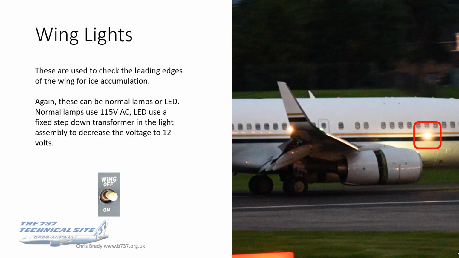Okay, back onto present-day aircraft. Well, almost. This is an NG. Wing lights are used to check the leading edges of the wing for ice accumulation. That's the main use, and again these can be normal lights or LEDs these days. Normal lights use 115 volts AC. LEDs use a fixed step-down transformer in the actual light assembly itself to decrease the voltage down to 12 volts.